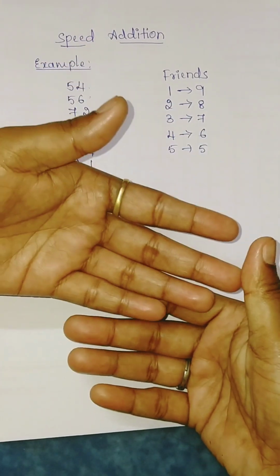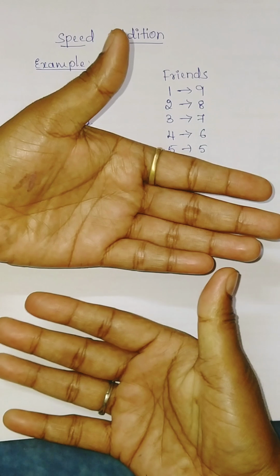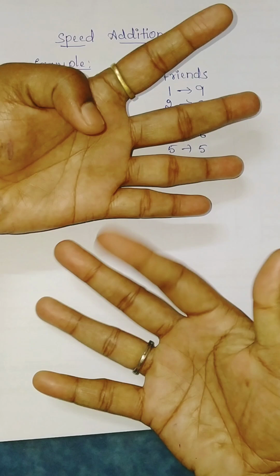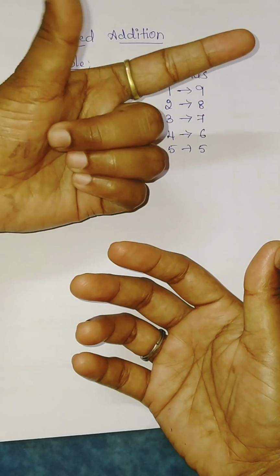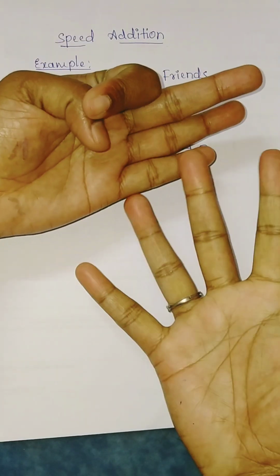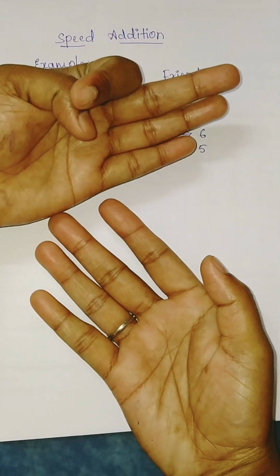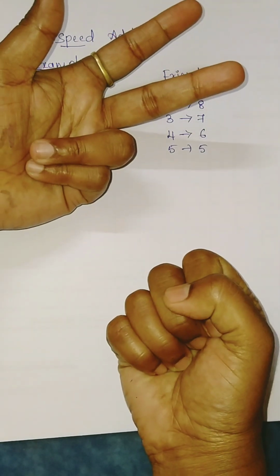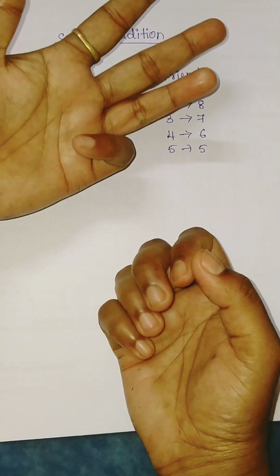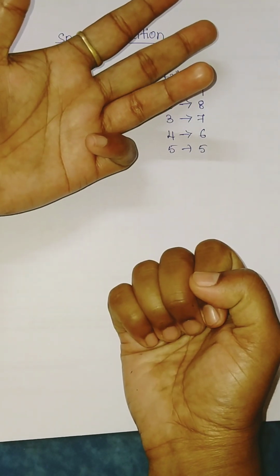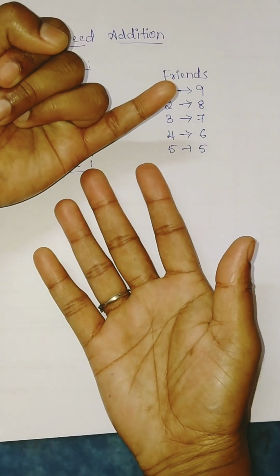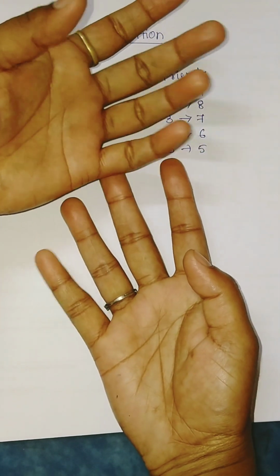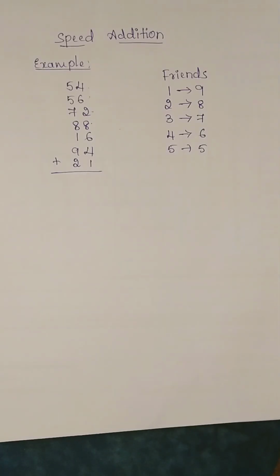See here, when you take 1's friend, this is the one, right? If you close one finger, the remaining are 9 fingers. So 1's friend is 9. Then go for 2. 2's friend is 8. Then as usual 3's friend is 7. Then 4's friend is 6. Then 5's friend is 5. So like this you need to remember using the fingers.